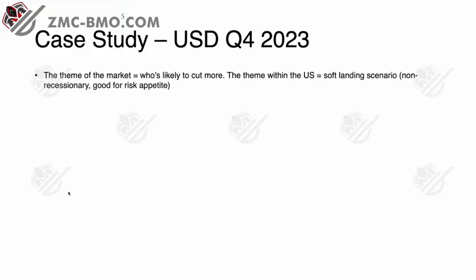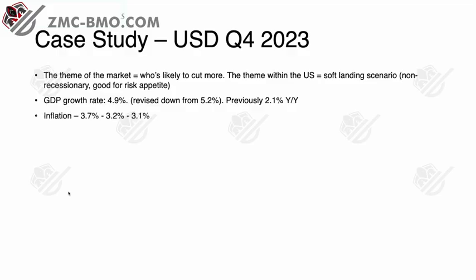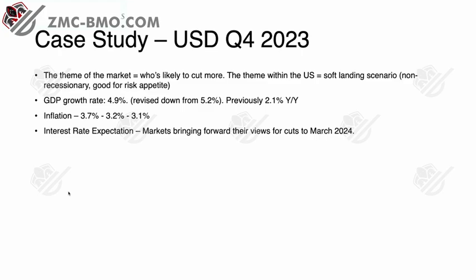So those are the two themes at the moment. One, the main market theme is who's going to cut first. And then the theme at the moment within the US is that soft landing scenario. Everyone who talks about the US is talking about soft landing or hard landing. That's clearly a theme. Like I've mentioned, to understand the theme is just to understand what is everyone talking about. That is it. So just looking at some of the data, GDP growth 4.9%, the last figure I've taken, late December 2023, revised down from 5.2%, previously 2.1% on a year-over-year basis. Inflation moved down from 3.7 to 3.2 to 3.1%. Interest rate expectations are markets bringing forward their views for cuts to March 2024.